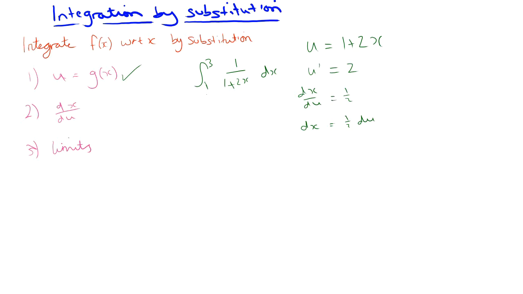Now we've just got to have a look at the function. We've done that step. So 1 over 1 plus 2x, because of how we've set u, is just 1 over u.